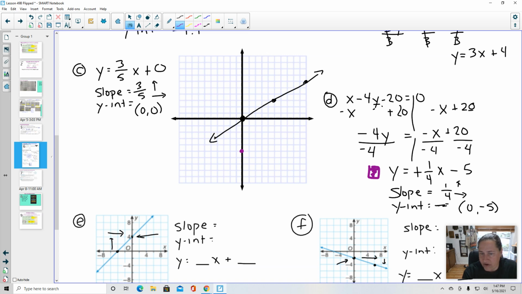Okay, so again, back to purple. I'm plotting 0, negative 5. That's down here. And I'm going to go up 1 over 4. Make a dot there. Up 1 over 4. 1, 2, 3, 4.